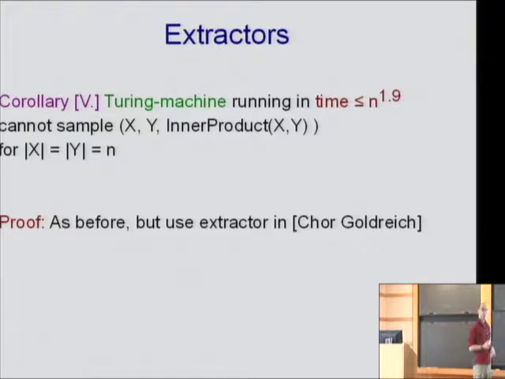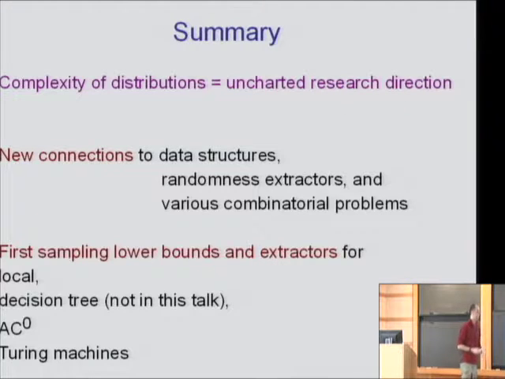Okay, I'm 1 minute over time, so this is just my summary. Complexity distribution is an uncharted research direction. We have seen a bunch of connections to structures, randomized extractors, various problems in combinatorics, and there are first extractors and sampling lower bounds for a bunch of models here. Thanks.